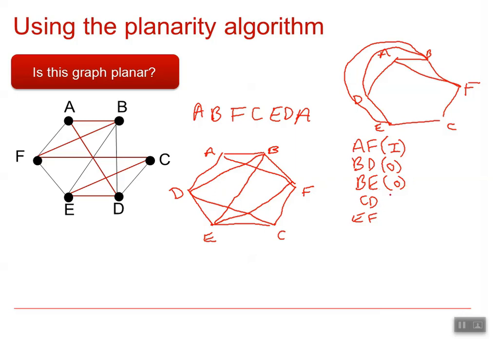So next I'm going to consider CD. I'm going to label this inside. And I'm going to draw it on the inside, so C to D. And then I'm going to consider all edges that cross C to D on this graph here. So that's F to E and B to E. B to E has already been considered, and it's an outside edge, so it's just F to E. So I label F to E outside, and I'm going to draw it on. So F to E goes here. And there we have a planar graph. So is this graph planar? Yes, it is.